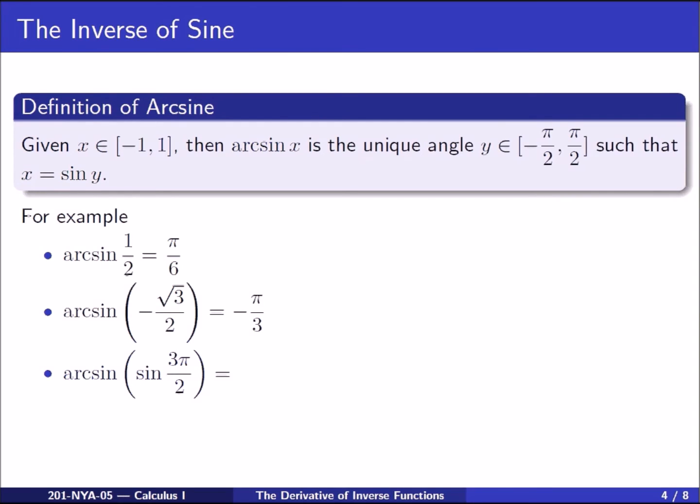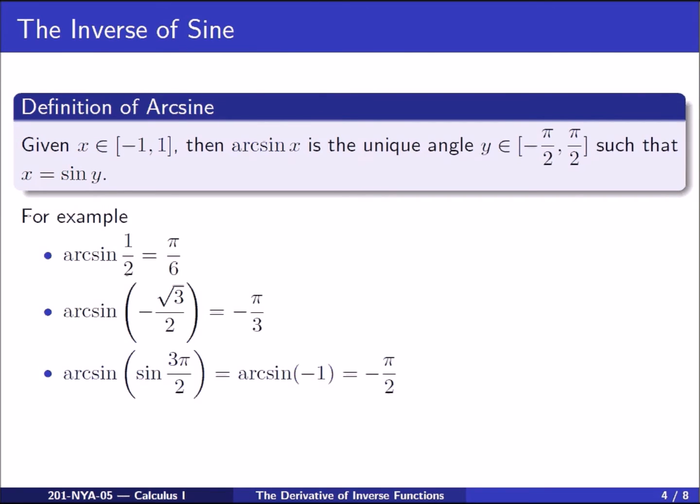Now, there's a little trap here because you may think, oh, arcsine and sine cancel out each other. They're inverse functions of one another, so the answer would be 3 pi over 2. However, remember, we're looking for an angle between minus pi over 2 and pi over 2, and 3 pi over 2 is not an angle in that interval. So we have to think about what the sine of 3 pi over 2 is in the first place. And it's -1, because at 3 pi over 2, the y-coordinate of the point is -1. So we're looking for an angle now where the sine is -1 between minus pi over 2 and pi over 2. So in this case, it is minus pi over 2.